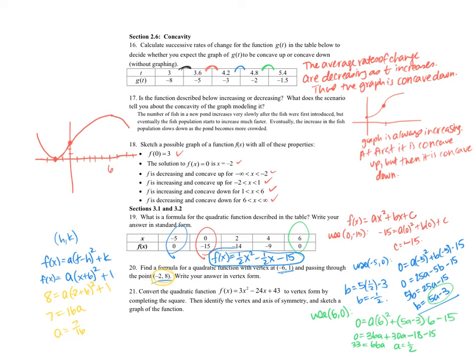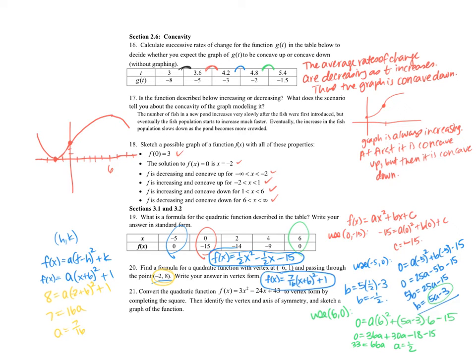Okay, and so now I'm ready to write it down in vertex form. So I have f of x is equal to 7/16 times x plus 6 squared plus 1. So there's my answer to that one.